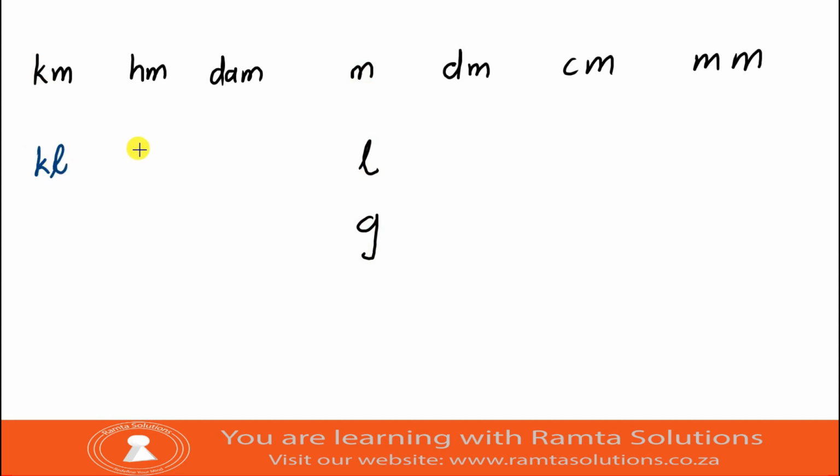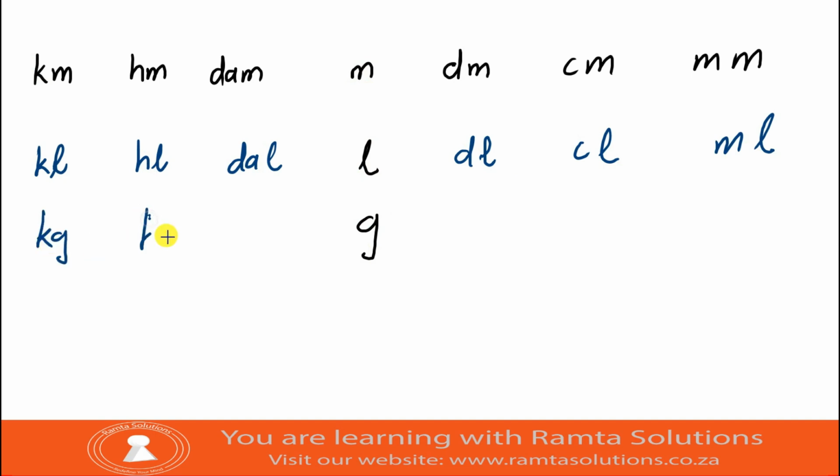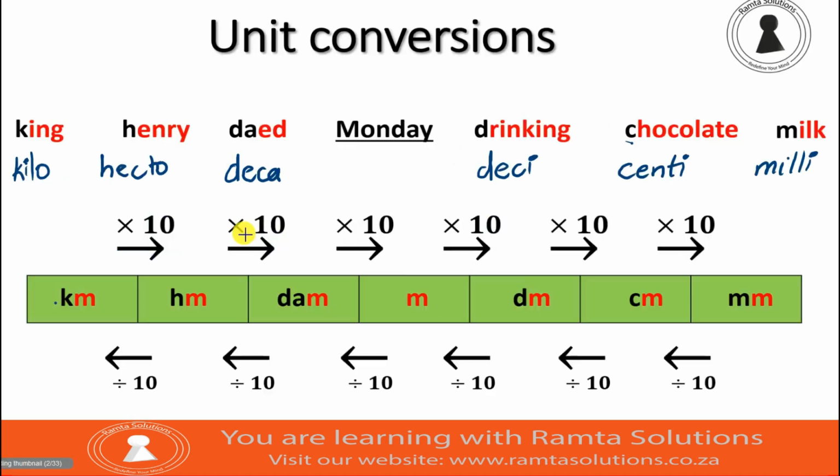kiloliter, hectoliter, decaliter, deciliter, centiliter, milliliter. You can also have kilogram, hectogram, decagram, decigram, centigram, milligram. Okay, milligram.